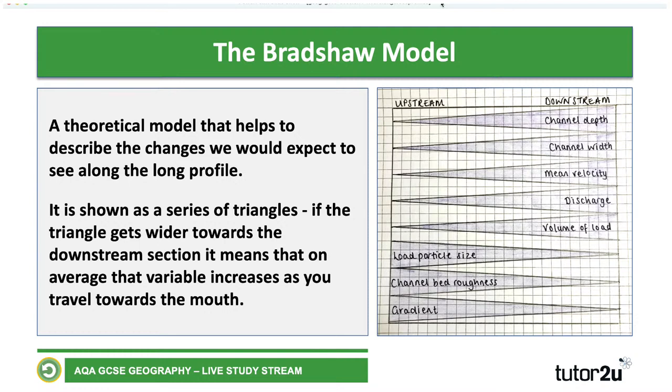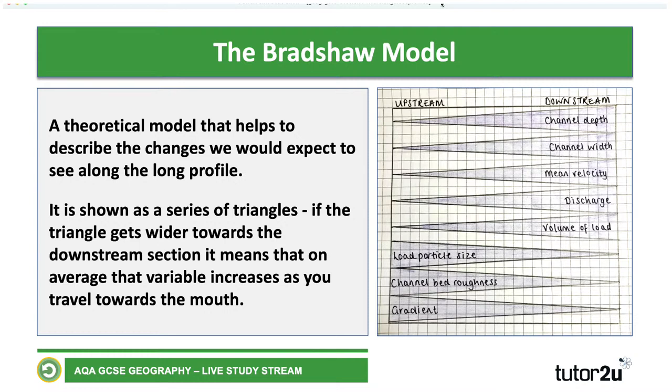If the triangles are getting smaller, that means that those variables decrease as we move from the source to the mouth. So load particle size, that's the size of the material that is being transported. The channel bed roughness, so as you move down, the channel bed gets much, much smoother because of erosion. And the gradient, these all decrease as you move down from the source to the mouth, which is what we perhaps would expect to happen. And we can see that those triangles are all tapering off because they get much, much smaller as we go.